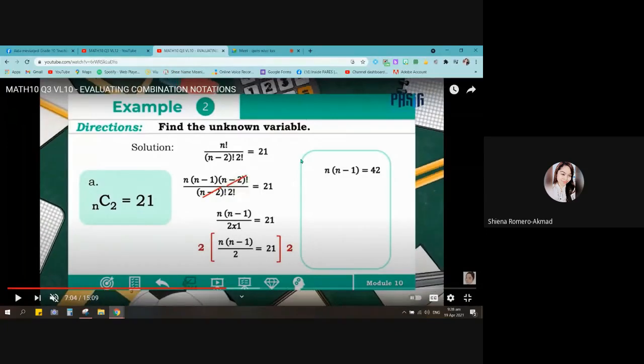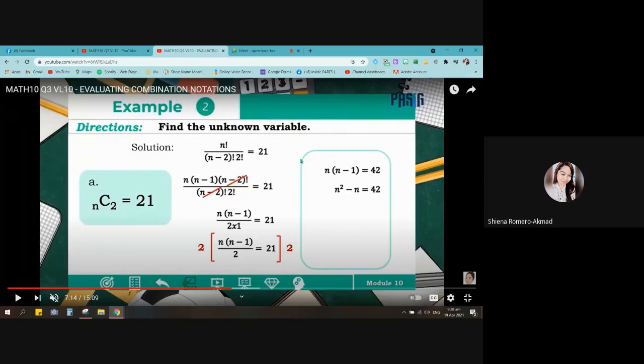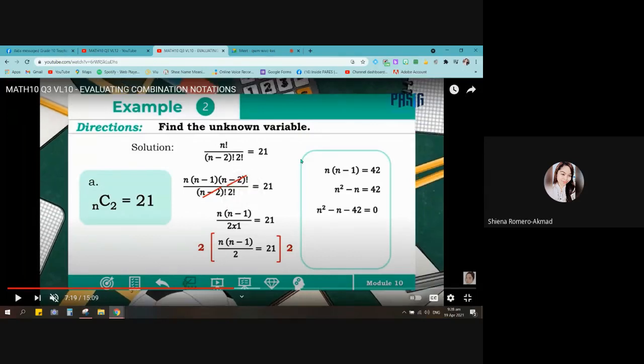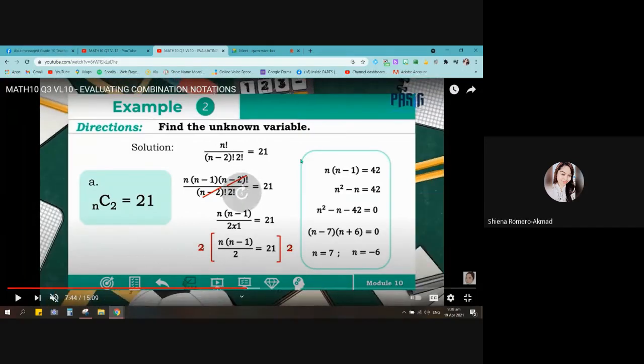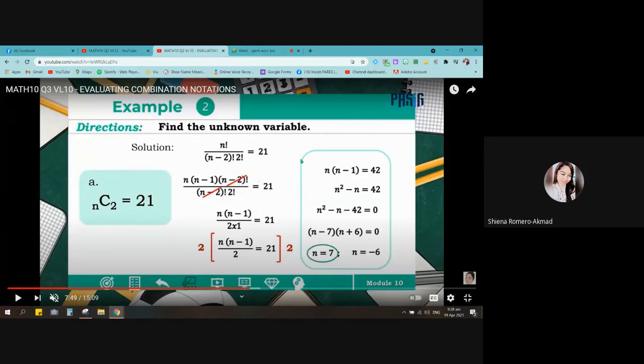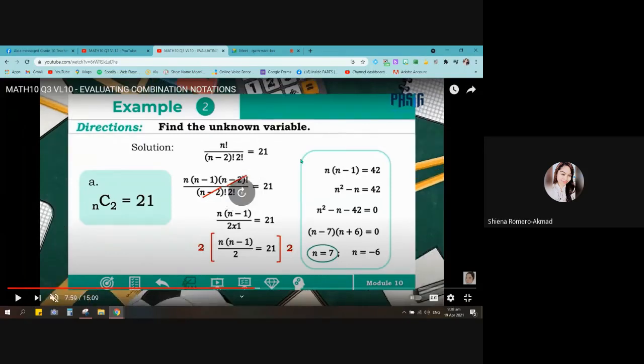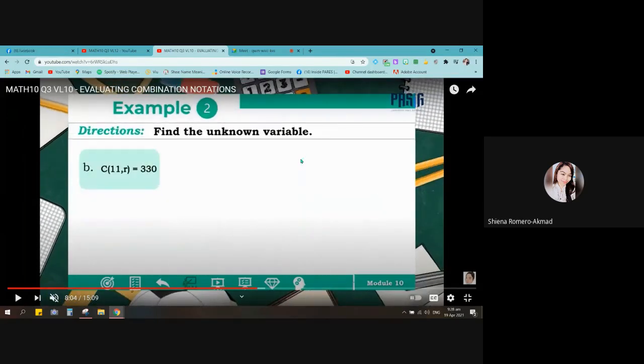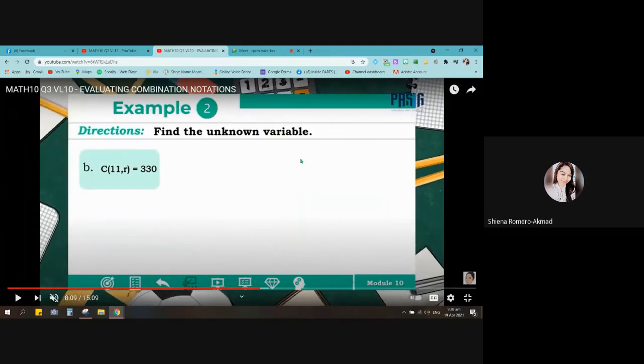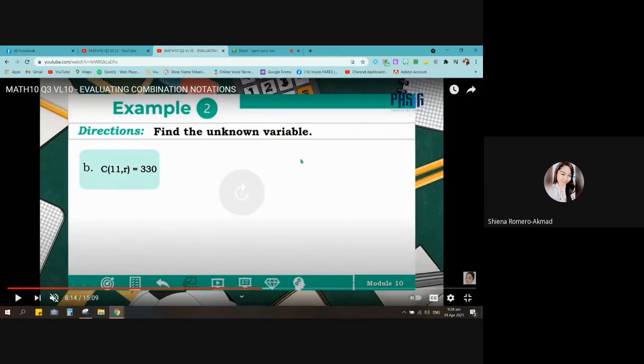So yan yung ginawa niya. Yung ginawa niya dyan. Expand niya. Okay. So still, you have the value of n, which is 7. How about for R? So kapag R naman, so medyo complicated yung kapag yung hinahanap.